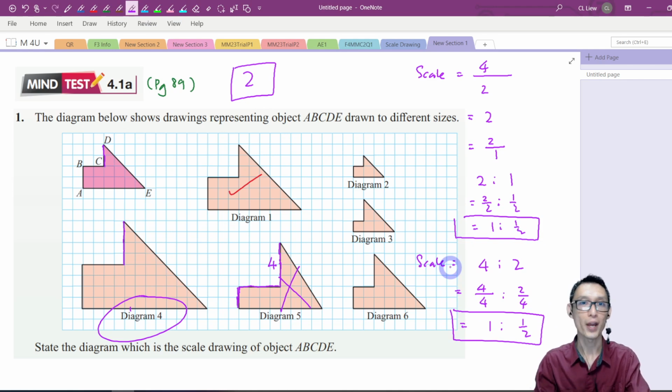Okay, so this is how to determine which one is a scale drawing of the given object, and also how we determine the scale of a scale drawing.